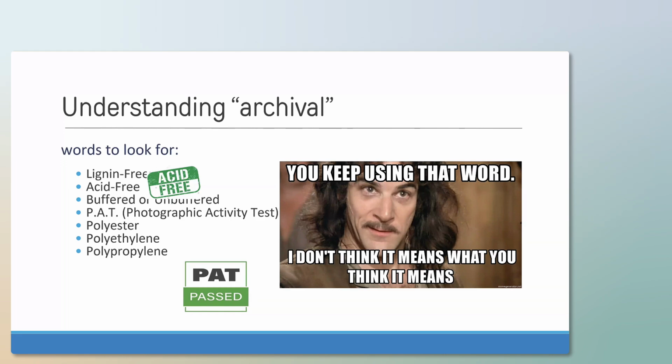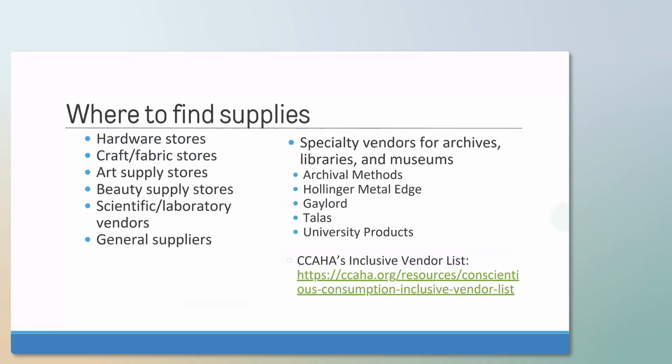And then the multiple P's of the plastics. If you are just buying something that is plastic, you don't necessarily know what you're getting. Polyester, polyethylene, and polypropylene are the plastics that are most likely to be inert and safe for direct contact with collections materials. But again, this is just a little bit of a sidestep. So if you're interested, definitely reach out to me separately or look up other resources along the same lines.